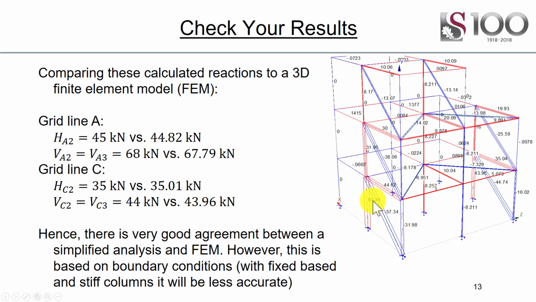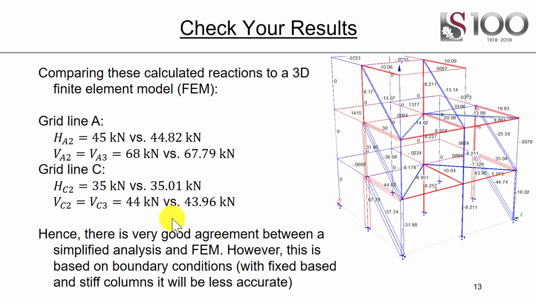Verticals almost identical. There is my vertical force in that member, 67.79 versus 68, almost the same. And the vertical reaction this side is then the vertical component of the bracing plus the vertical load in the column. And then grid line C, so on the far side, yep, horizontal reactions almost identical, vertical reactions almost identical, showing that there's very good agreement. And then the way we've done this load rundown appears to be correct. Hence, there's good agreement between a simplified analysis and finite element model.